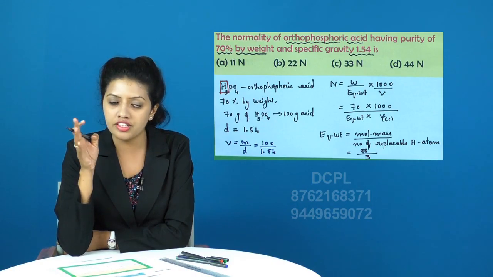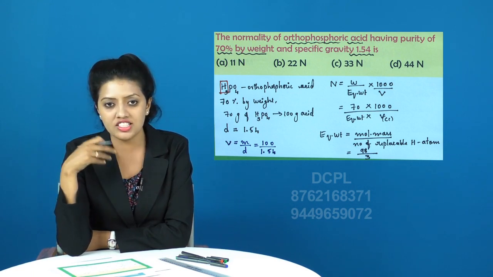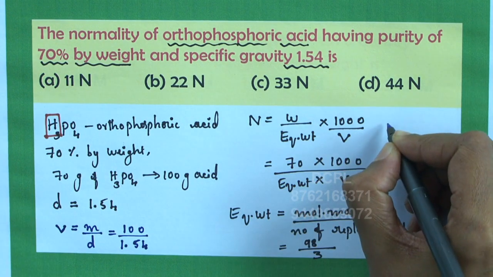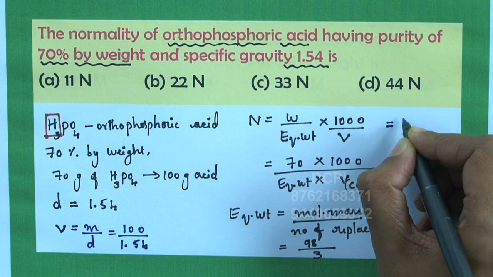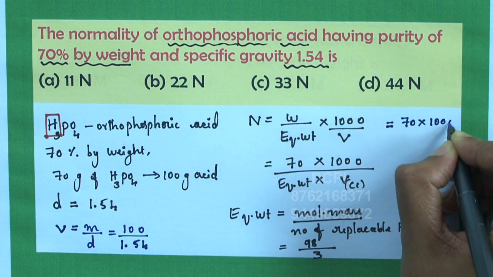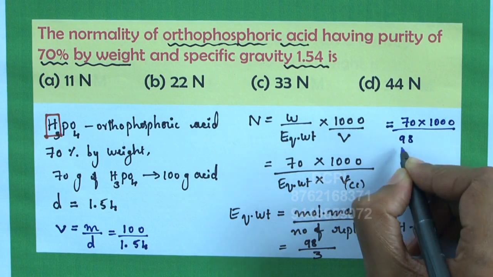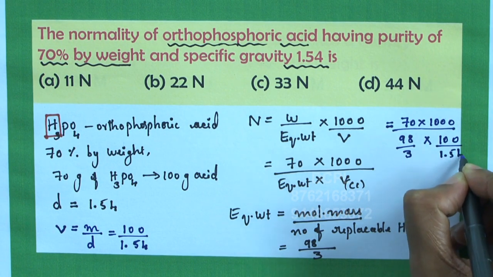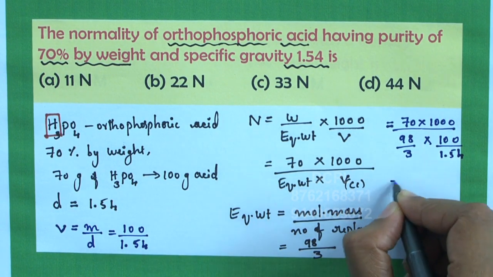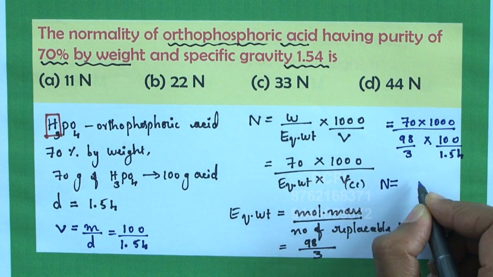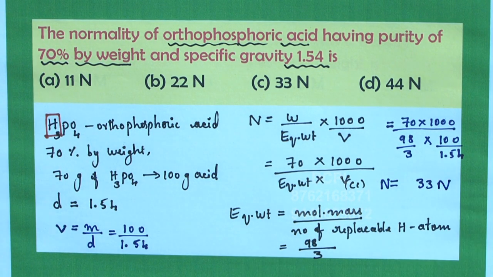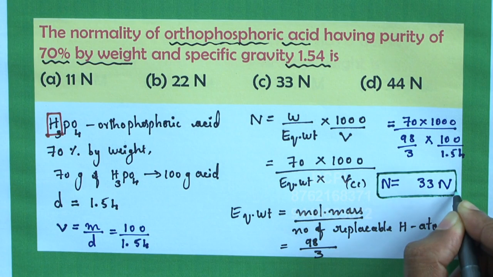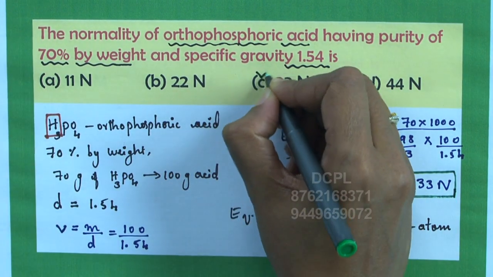So we have got equivalent weight, weight and volume. So let us substitute in the main equation and we obtain the answer. Therefore, the normality is equal to 70 into 1000 divided by equivalent weight as 98 by 3 into volume as 100 divided by 1.54. After the simplification, we obtain the normality as 33 normal. Therefore, the normality of the orthophosphoric acid is 33 normal, and hence the right option is option C.